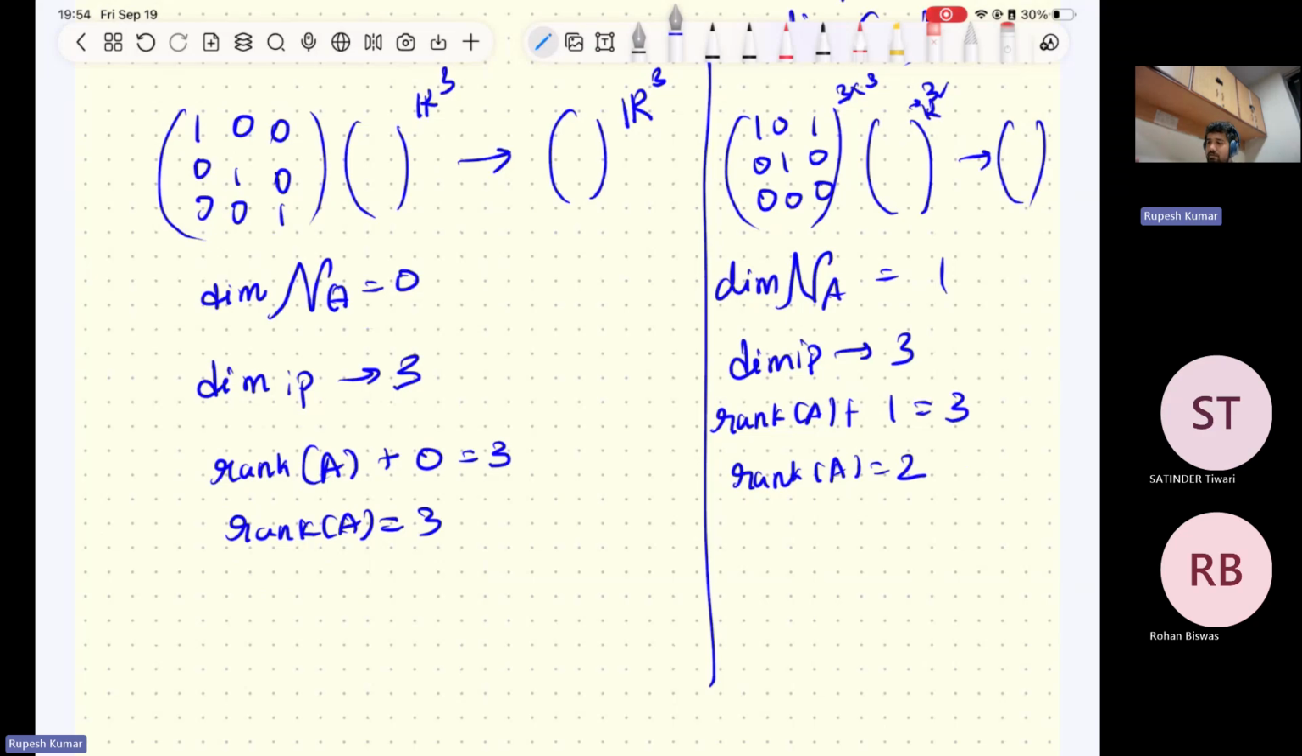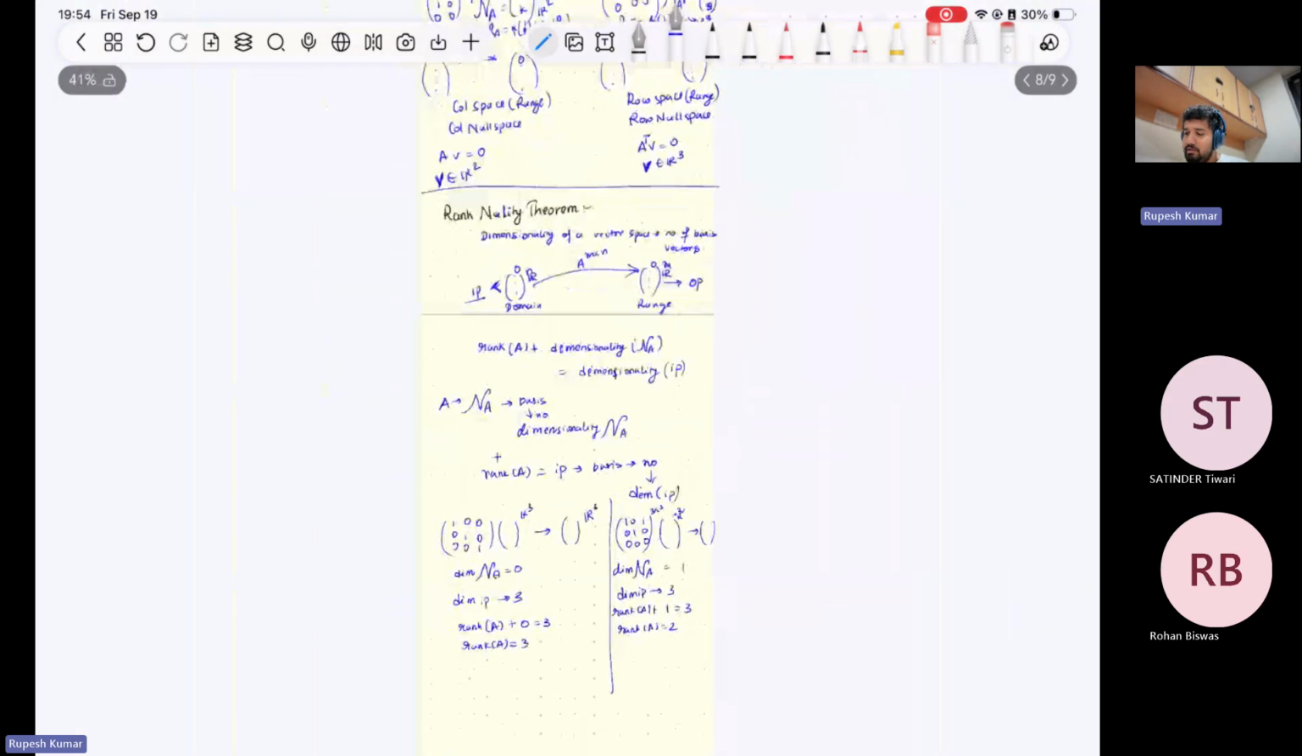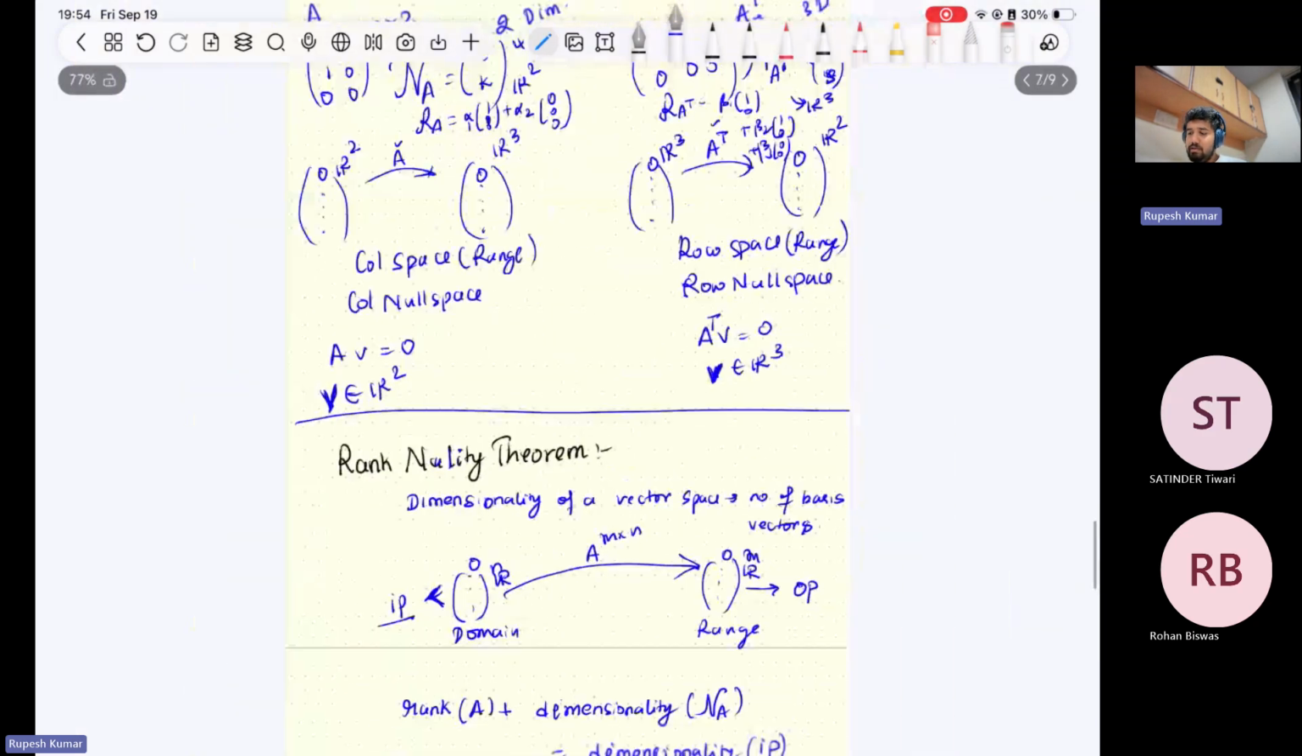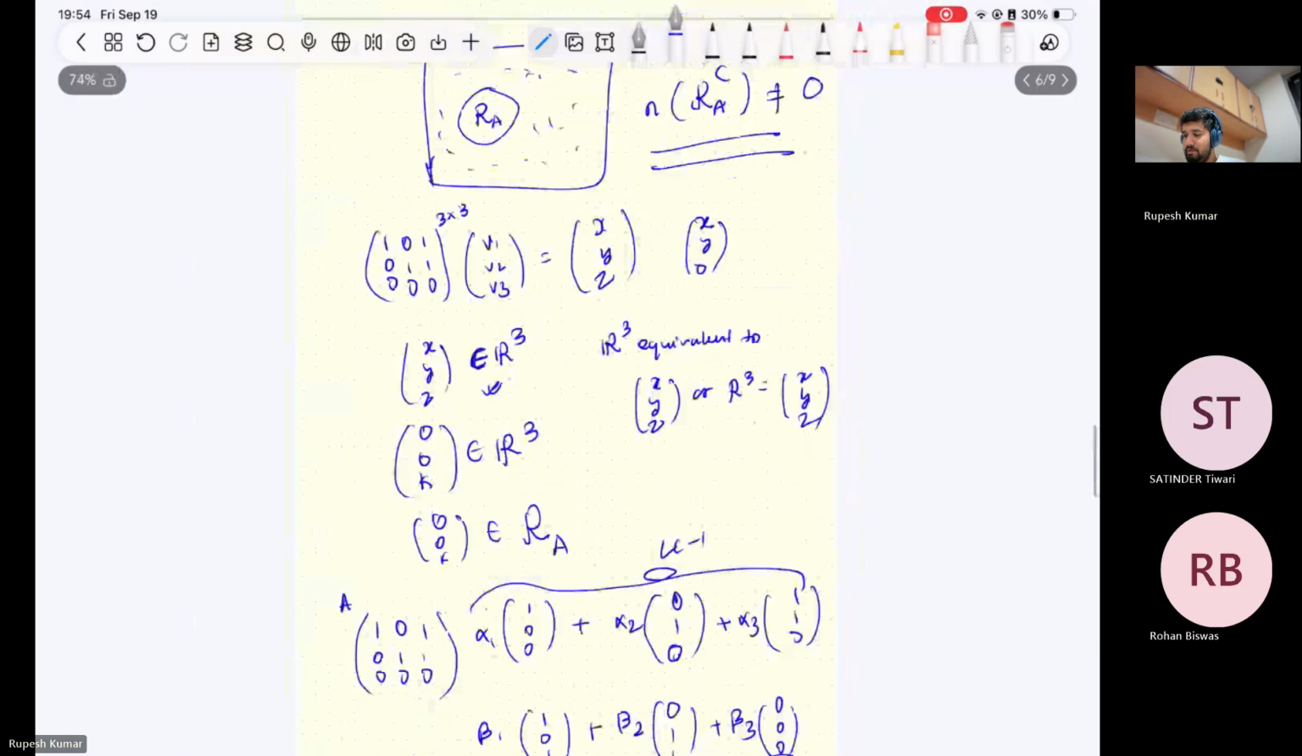Fine. So this is the definition of rank, and this essentially is defined using the rank-nullity theorem.